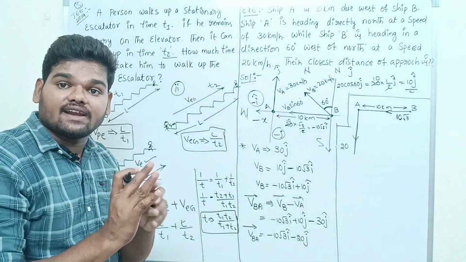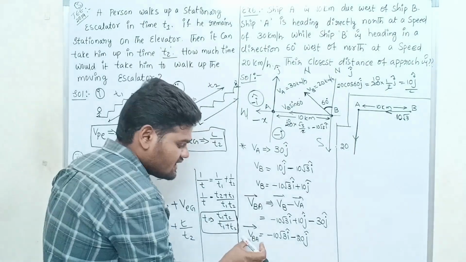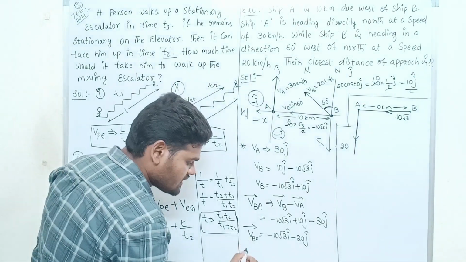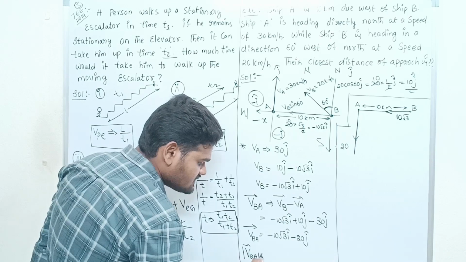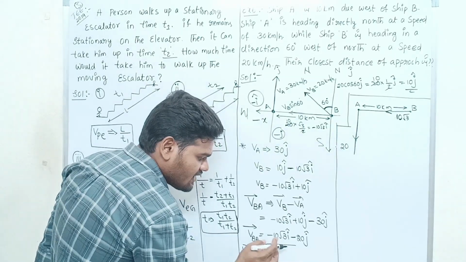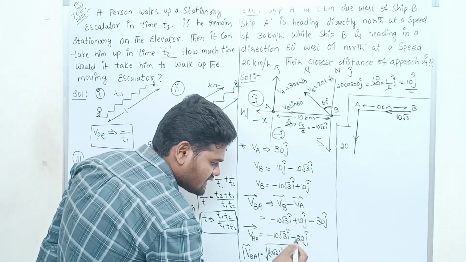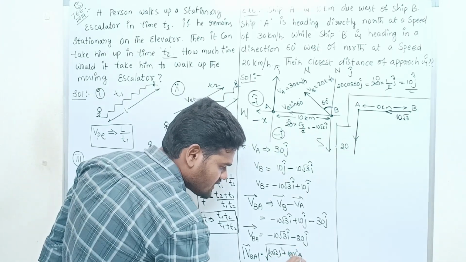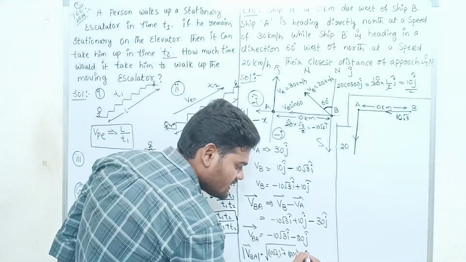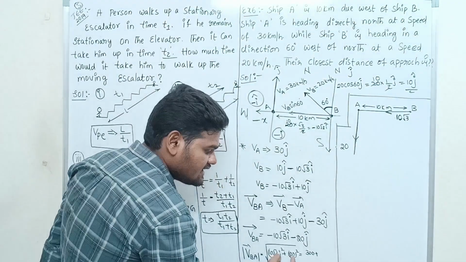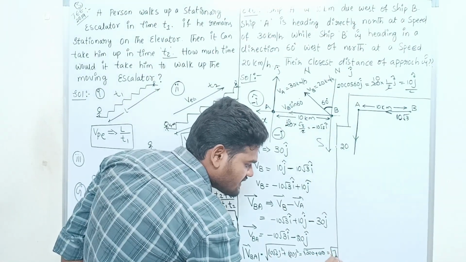Now I wanted to find the net resultant velocity of B with respect to A. If you want to find the net resultant velocity, what you have to do is take the root of the coefficient of i cap squared, 10 root 3 whole squared, plus the coefficient of j cap squared, that is 20 squared. So 10 squared is 100, root 3 whole squared means 3, 3 into 100 is 300, plus 20 into 20 is 400. So we got root over 700.